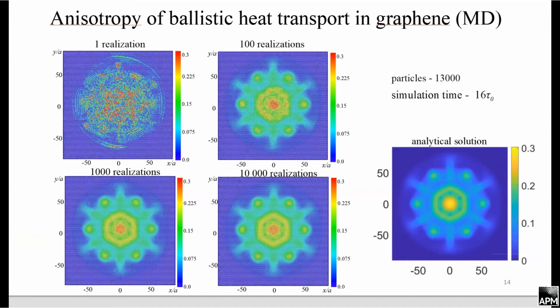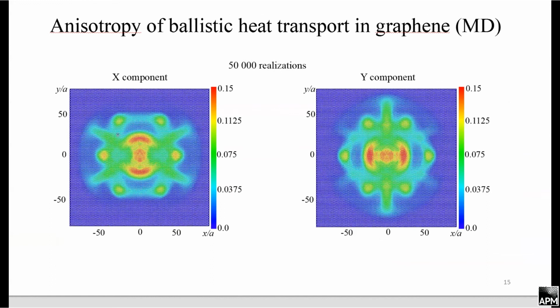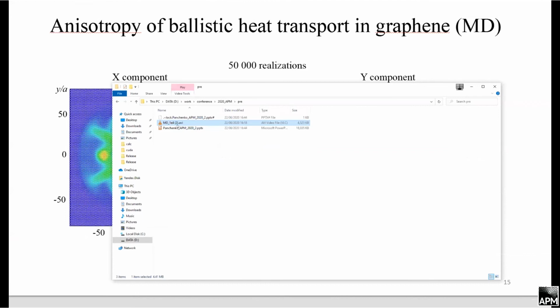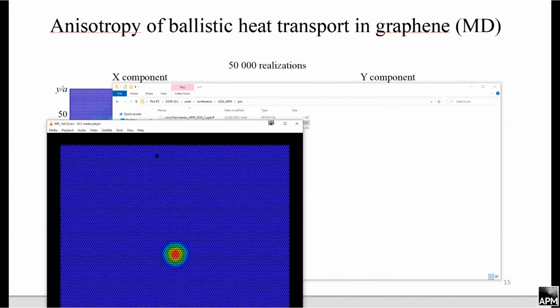It should be noticed that there is significant anisotropy of velocity in the lattice. So along these two lines, most of the kinetic energy concentrates in the x direction, and along this line, most of the kinetic energy concentrates in the y direction. So here I will show the video, this one.